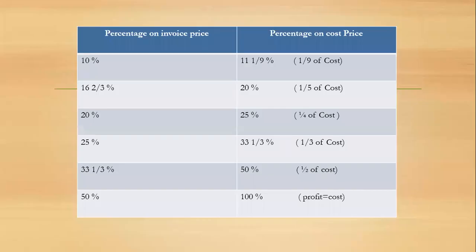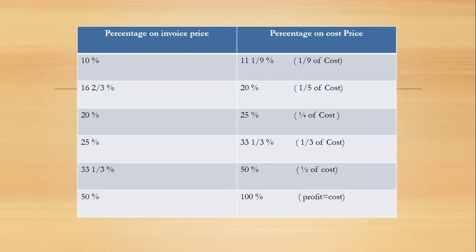Hello everyone. In accountancy, in consignment account, today we will see the next method, that is of invoice price. To calculate this method, we have to remember the percentage of profit on invoice price and percentage on cost price. So this will be helpful to convert the profit on invoice price or on the cost price. So if the percentage is given 10% on invoice price, that will be the 11.1 by 9%.